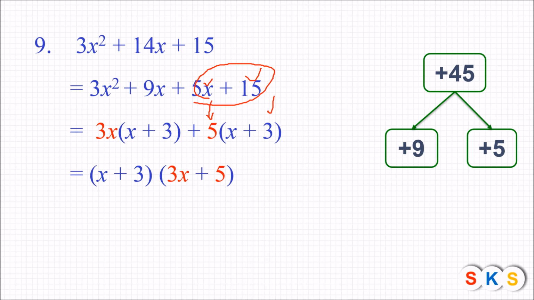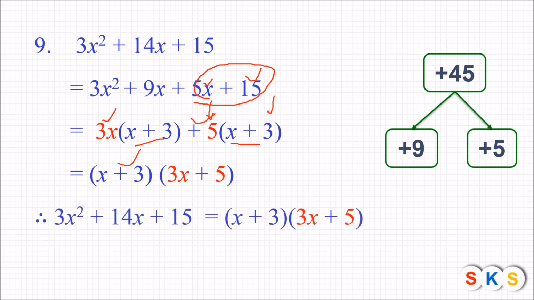Okay. So we will get here x plus 3 into 3x plus 5. In the first bracket, we will write the common one. The common is x plus 3 that I have written in the first bracket. In the second bracket, I will write 3x plus 5. Okay. Therefore, 3x square plus 14x plus 15 is equal to x plus 3 into 3x plus 5.